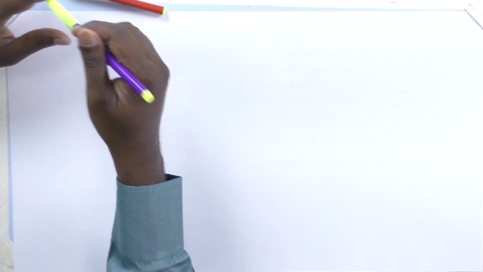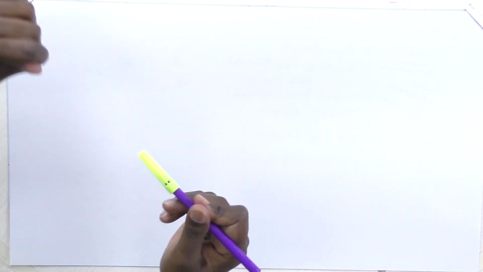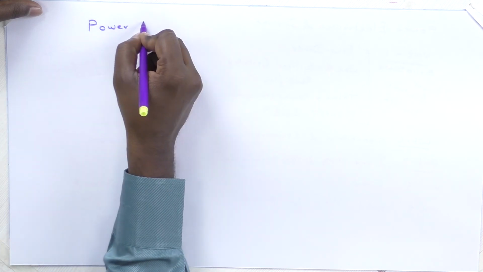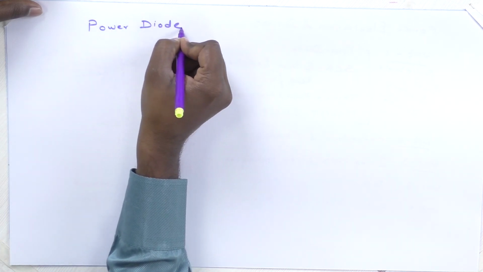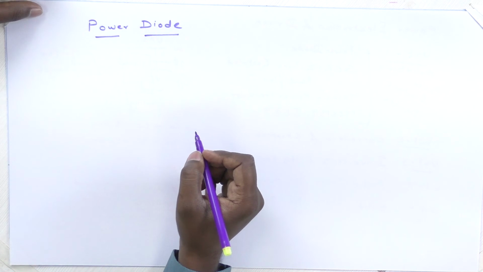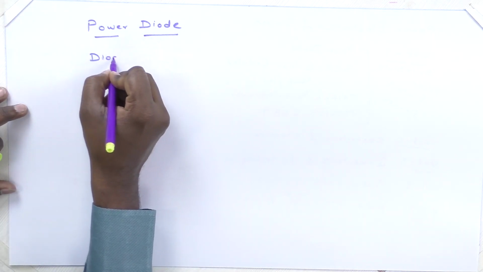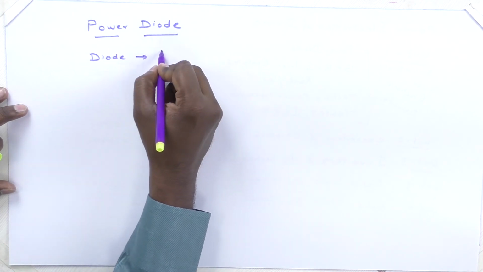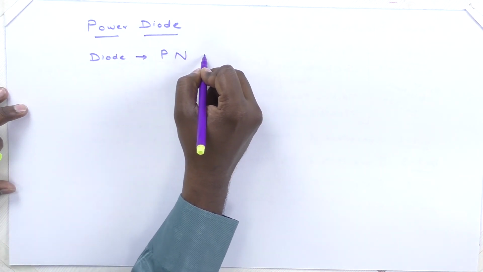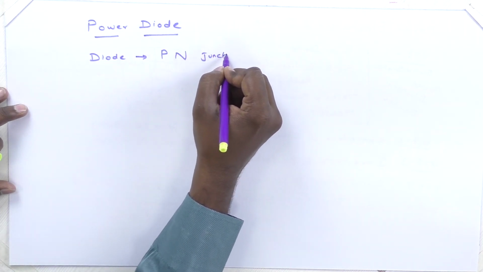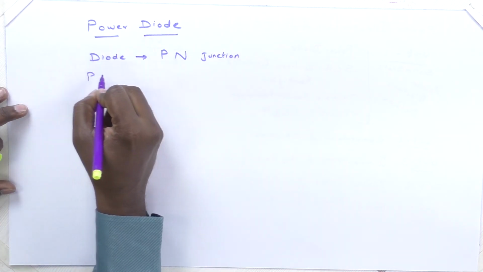For the next class, we'll be looking into power diode. All right. So the first topic will be power diode. Before I go into power diode, probably I'll do a recap next class. But we have to understand diode first. Before that, we have to understand the P-N junction. So what is meant by P-type and N-type?